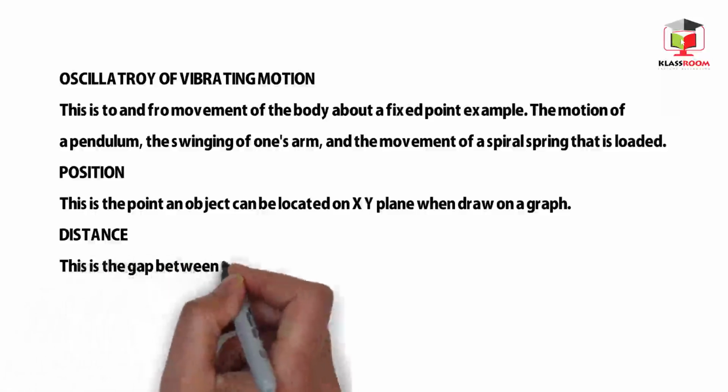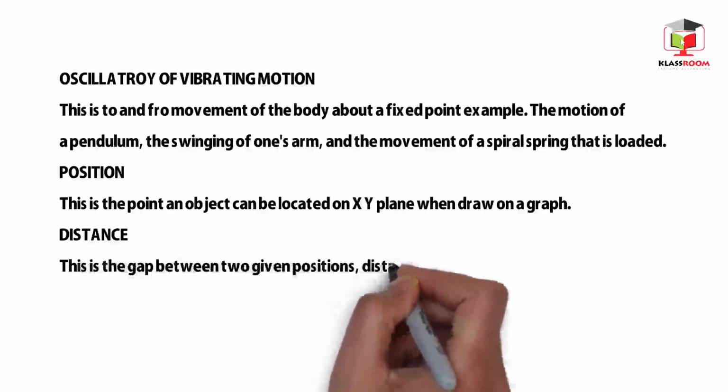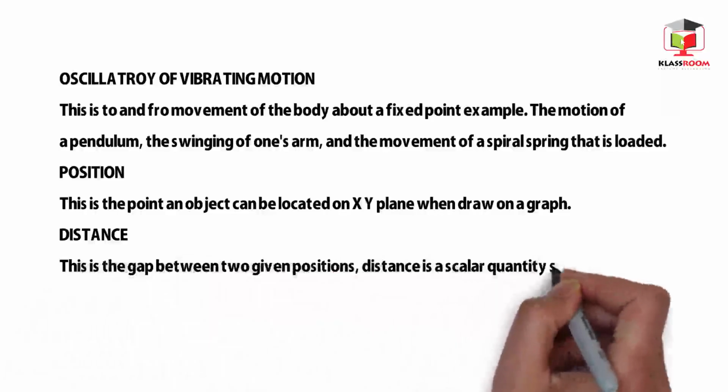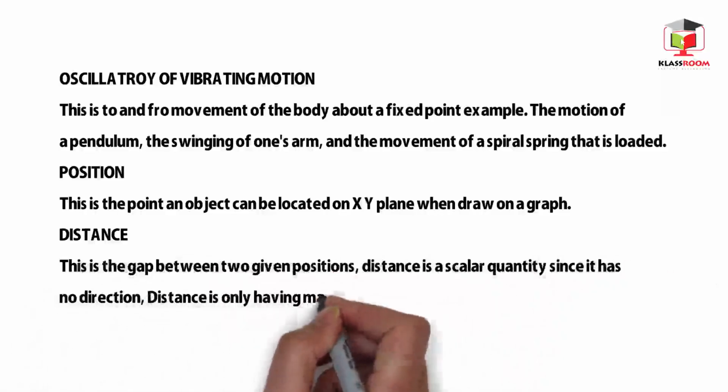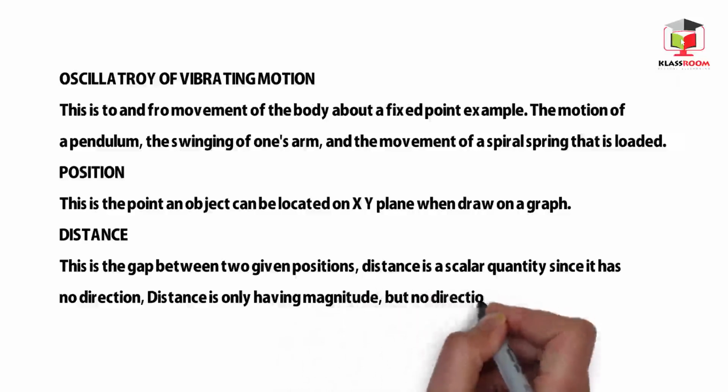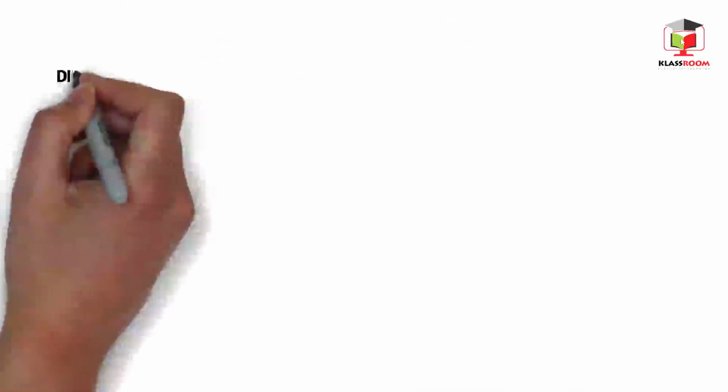Distance. This is the gap between two given positions. Distance is a scalar quantity since it has no direction. Distance only has magnitude but no direction.